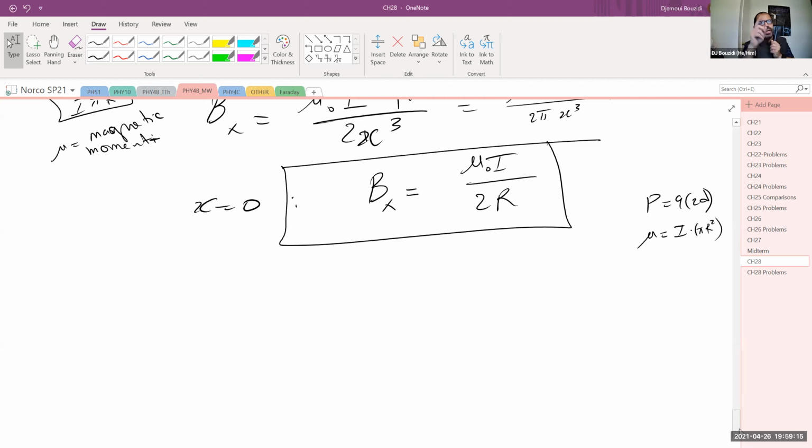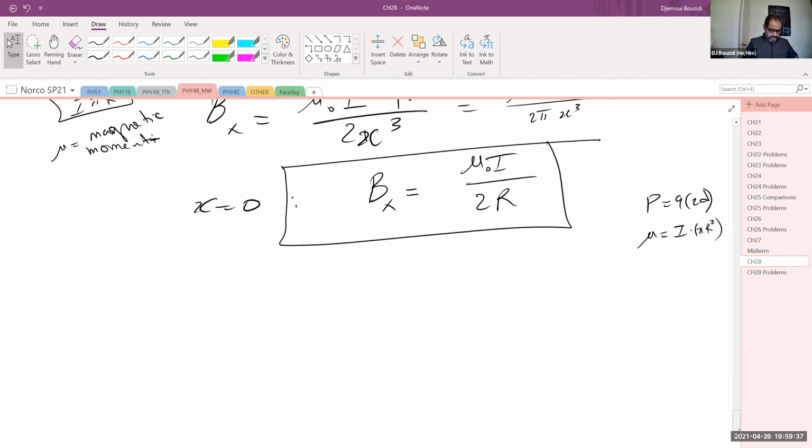And mu naught will come in handy in this case, just like epsilon naught came in handy in that expression, okay? So this is the stuff that hopefully you guys will remember when you're doing problems, so you don't have to rederive things. But Ampere's law, remember in your exam, the first problem was dealing with Gauss's law. So don't lose sight of that when we come into Ampere's law.